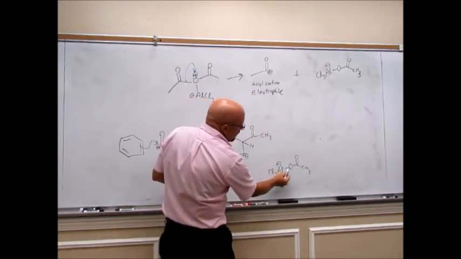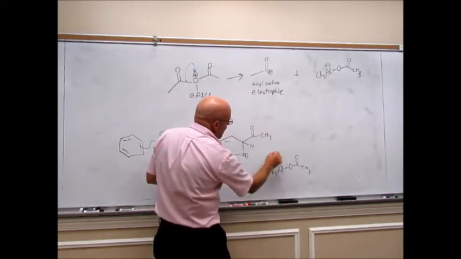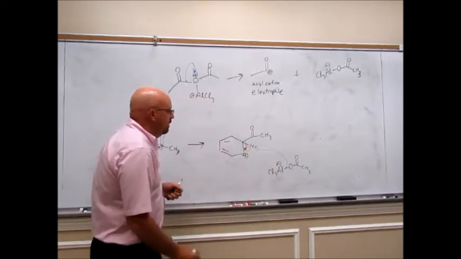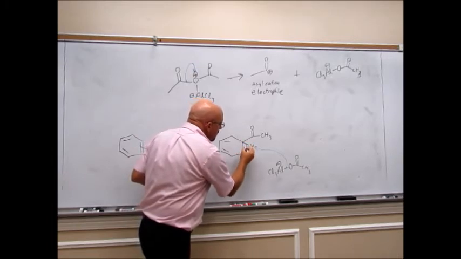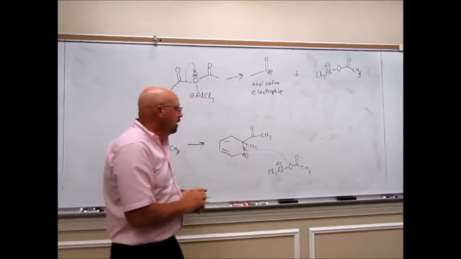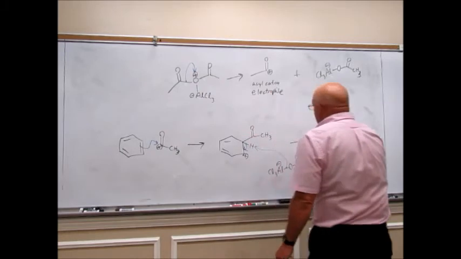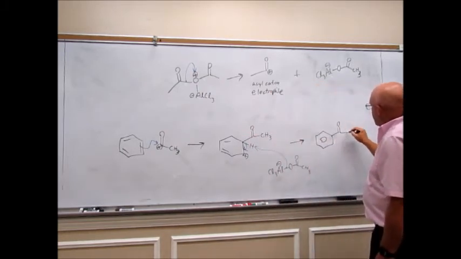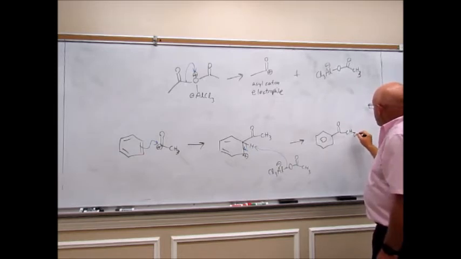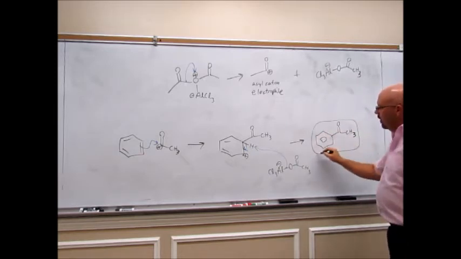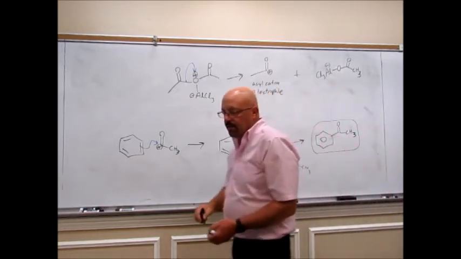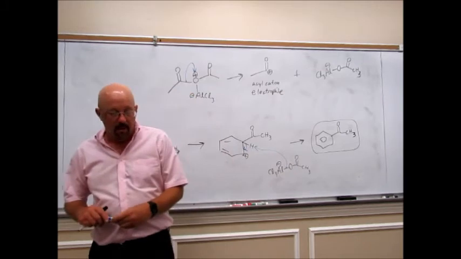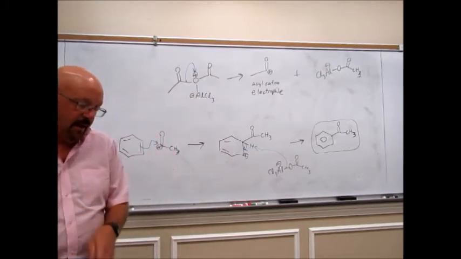So we're going to take this oxygen here off of the aluminum, and that's going to come and grab the hydrogen. And electrons kick in to get my aromatic ring back. So that gives us our product. And we also get the carboxylic acid as a byproduct. That oxygen grabbed the hydrogen and made carboxylic acid. You get that as a byproduct. And you get your Lewis acid back as well.